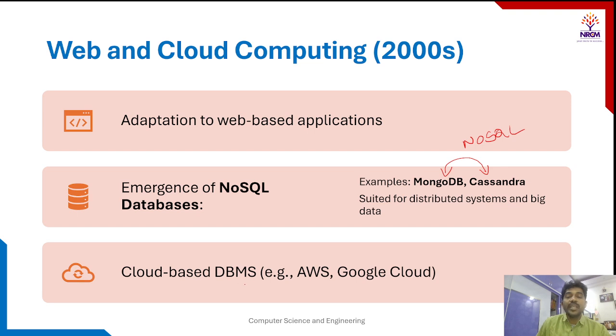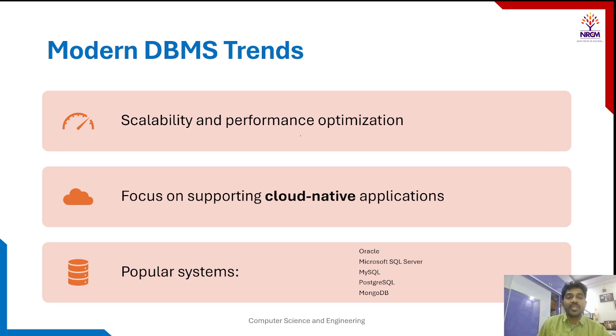The cloud-based DBMS examples are AWS, Amazon Web Services, Google Cloud, and Microsoft Azure. These are some cloud computing databases that are currently being used. And in modern DBMS trends, the main purpose is scalability and performance. Modern DBMS focus on supporting cloud-native applications. The popular systems are Oracle, which we know we are currently using, Microsoft SQL Server, MySQL, PostgreSQL, and MongoDB, which is NoSQL. These are the systems.